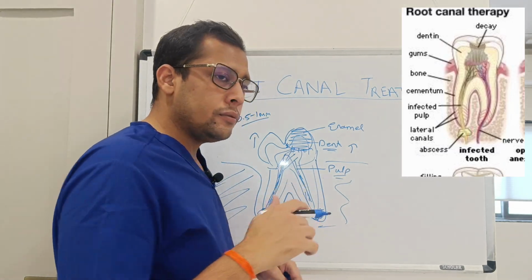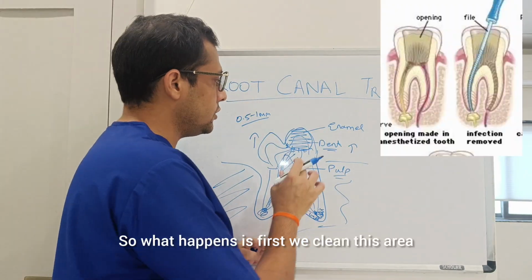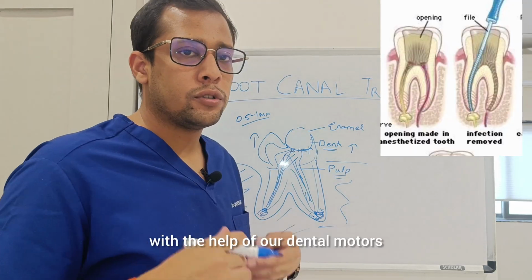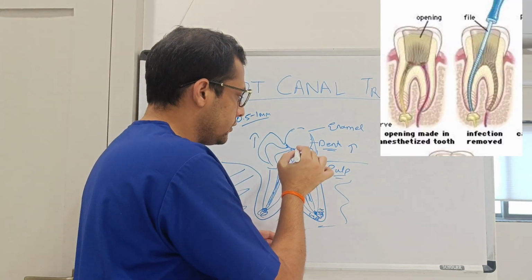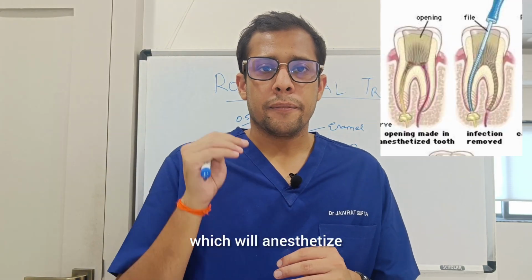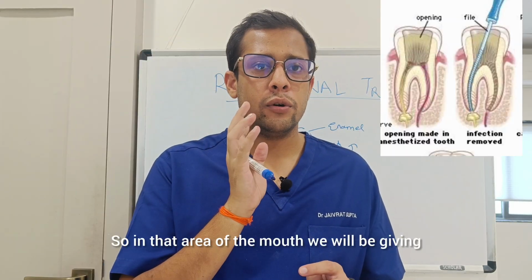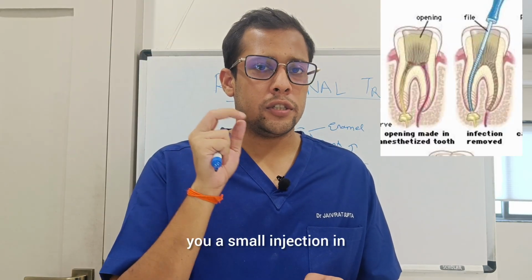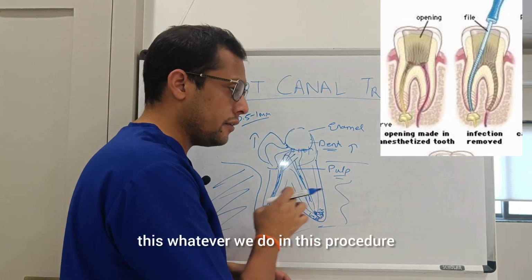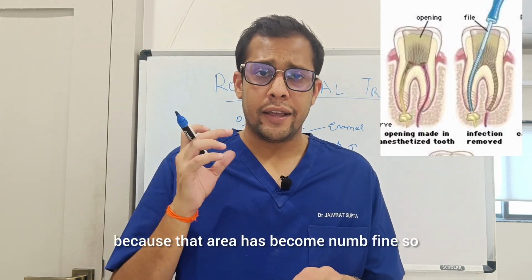Fine. So now coming back to what is root canal treatment, how do we treat this? First, we clean this area with the help of our dental motors or machines, and before this we give you an anesthesia which will make that area numb. We give you a small injection in that area of the mouth. After that, whatever we do in this procedure, whenever we clean the tooth, it won't pain because that area has become numb.